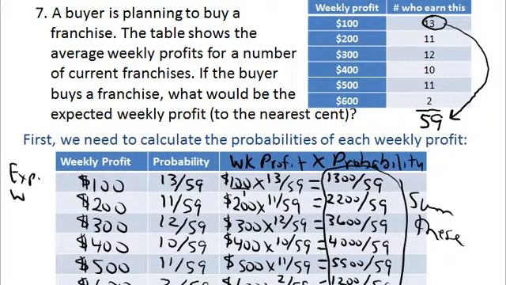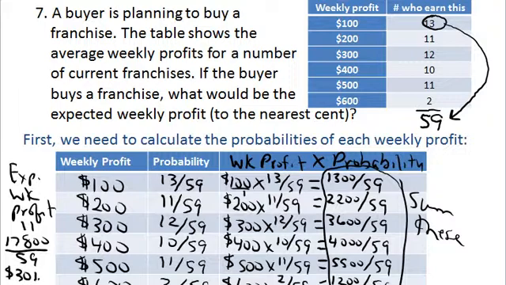The expected weekly profit, if you add up all those fractions, they all have a common denominator of 59. You get 1300 plus 2200 plus 3600 plus 4000 plus 5500 plus 1200. You end up with 17,859ths. And if we want to write that to the nearest dollar and cent, just take the calculator and you'll come out with $301.69. So that is the expected profit.